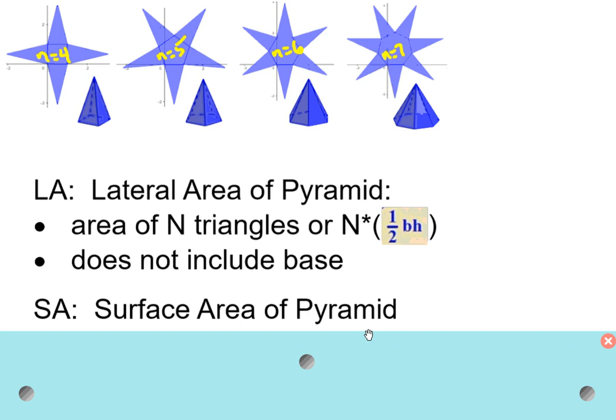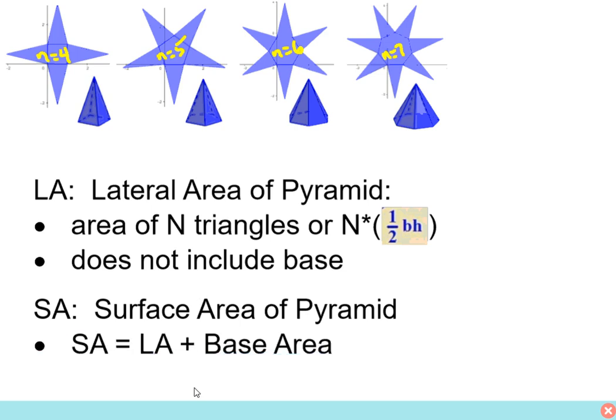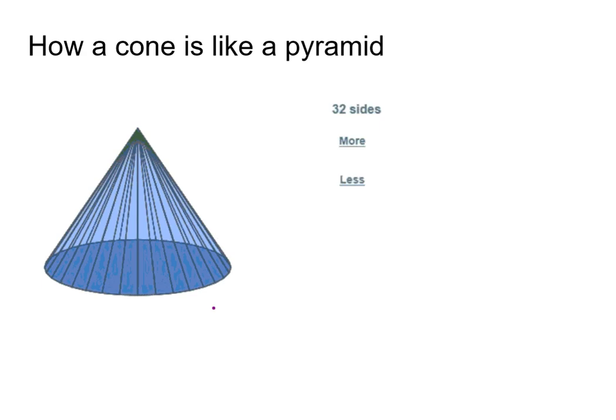Then surface area just has to add the base on. And so surface area is LA, which is your lateral area, plus the area of the base. You'll want to make sure you've got this formula down, and I just want to remind you this is the area of one triangle, and you're going to multiply by n to get all the triangles. All right, so that's how we find surface area of a pyramid.